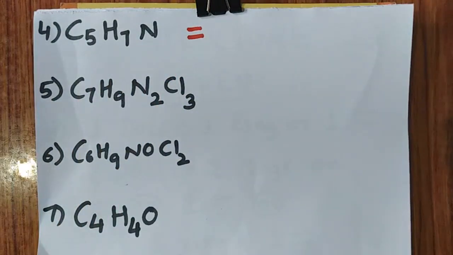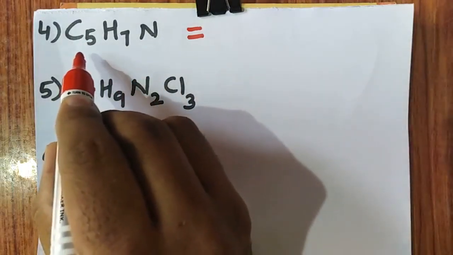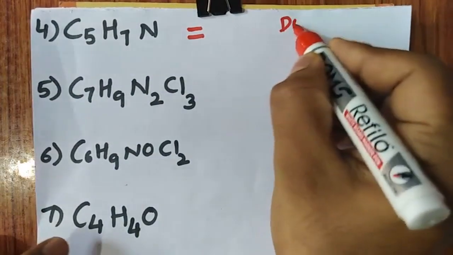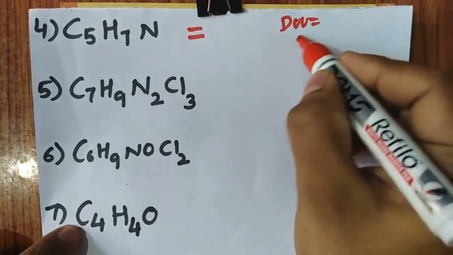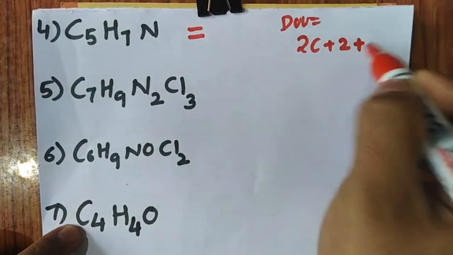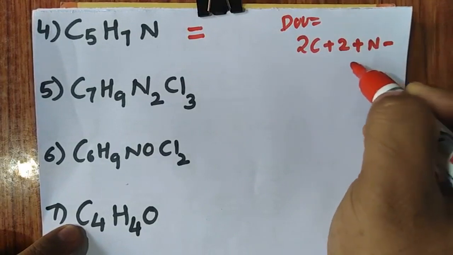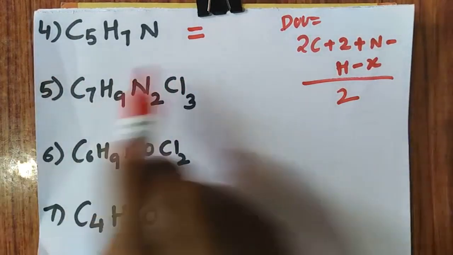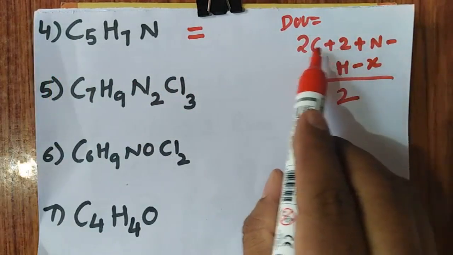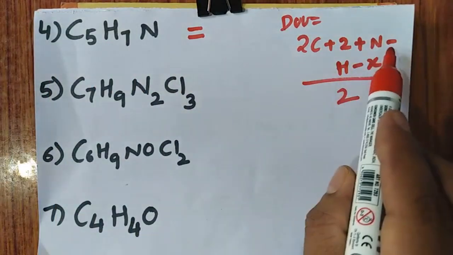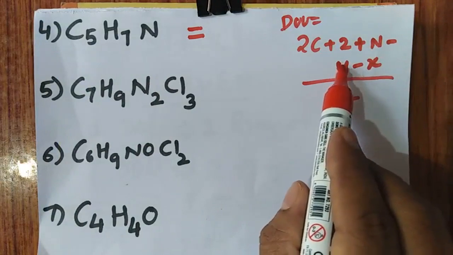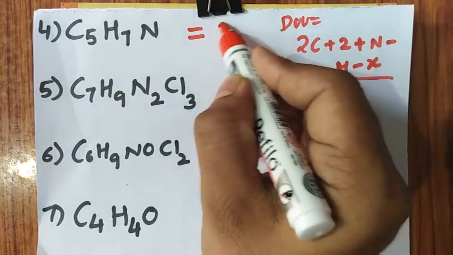C5H7N. Now tell me what is the degree of unsaturation. Use the same formula. DOU is equal to 2 into carbon plus 2 plus nitrogen minus hydrogen minus halogen, divided by 2. 5 times 2 is 10, plus 2 is 12, plus nitrogen 1 is 13, minus 7. 13 minus 7 is 6, divided by 2 is equal to 3.